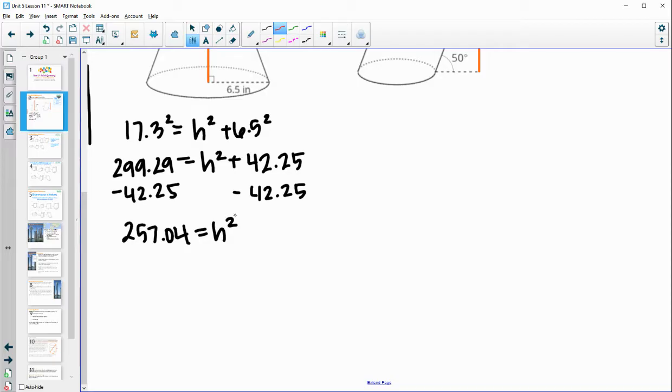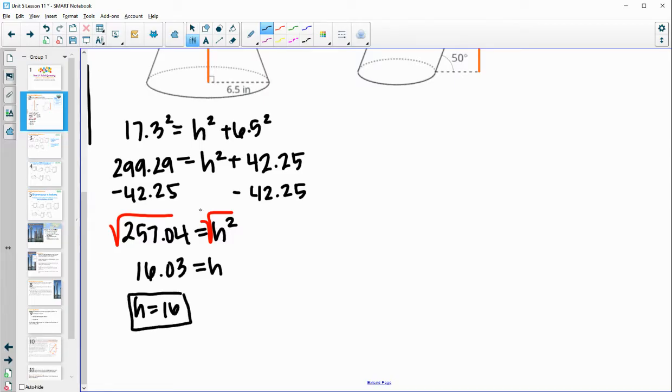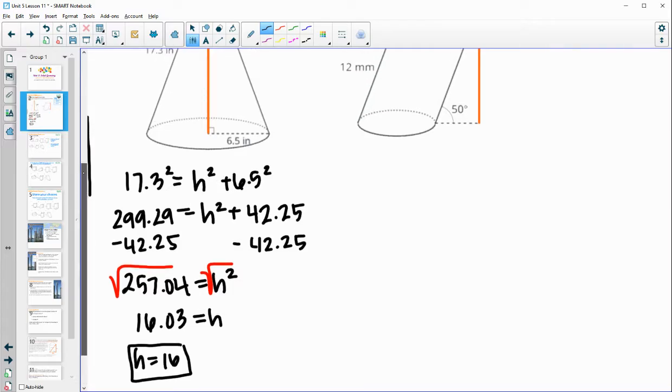How do we undo a squared? You square root to undo a squared. So the square root of 257.04 is 16.03. So your height to the nearest tenth would be 16.0, because this would be a 0. So 16 inches for the height in that first one.